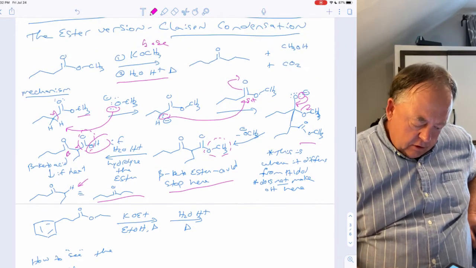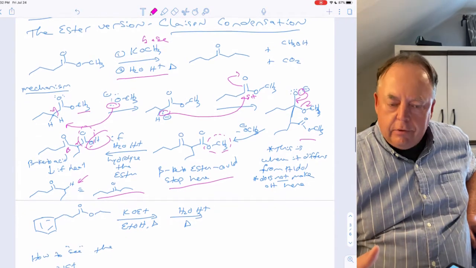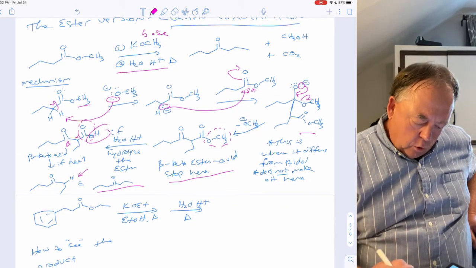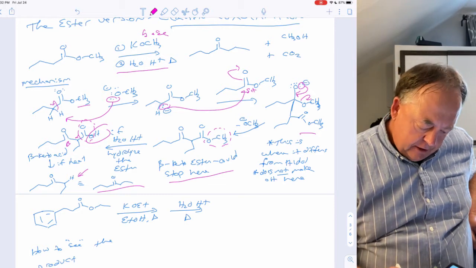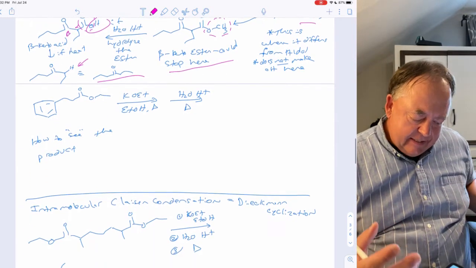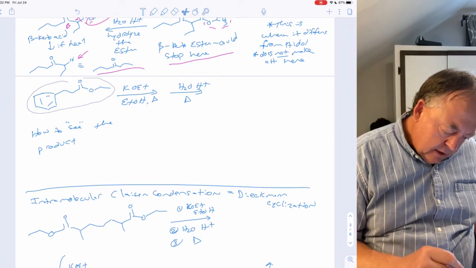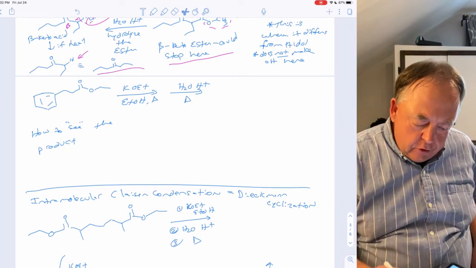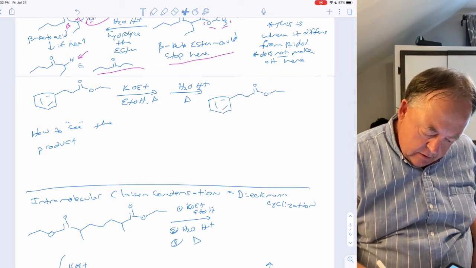Okay, so for the Claisen condensation, you end up with a ketone as the product, or a beta keto ester if you don't do the hydrolysis and decarboxylation step. All right, so how do you see the products? You could see them just by working through the whole mechanism, or the easier way.